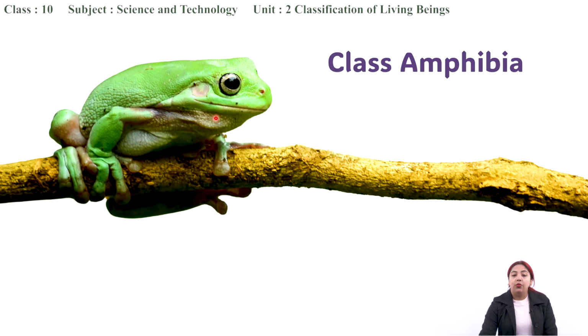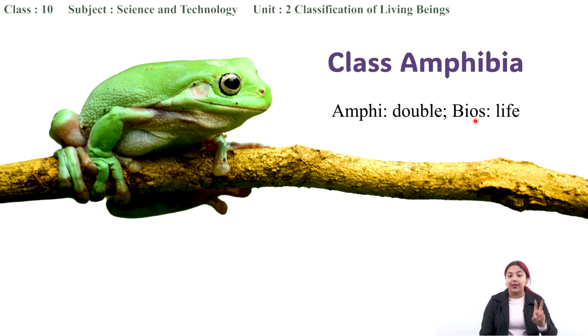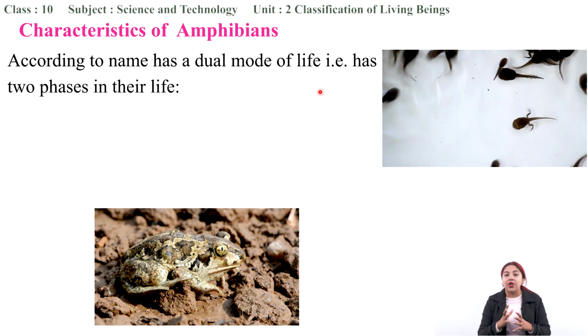Now the organisms that belong to the class Amphibia, their name comes from two words. Amphi, and bia comes from the word bios. Amphi means double and bios means life. Now the word literally means living a double life. That refers to the ability of the animals that belong to the class to live both in water and land. That is one of the important characteristics of the amphibians. According to their name, it has a dual mode of life.